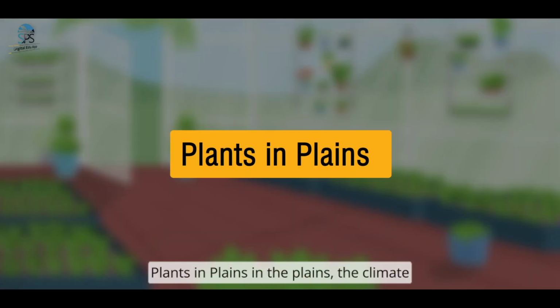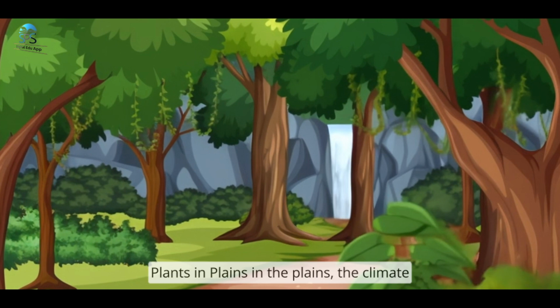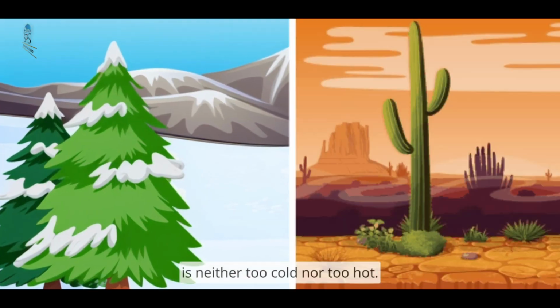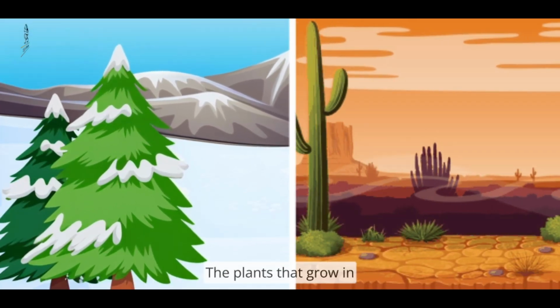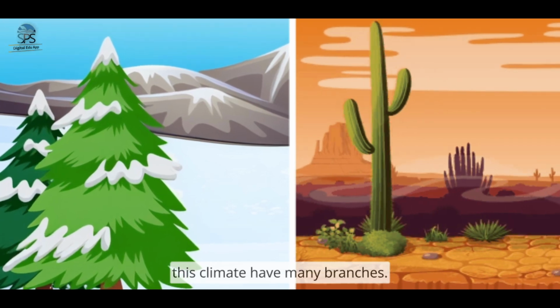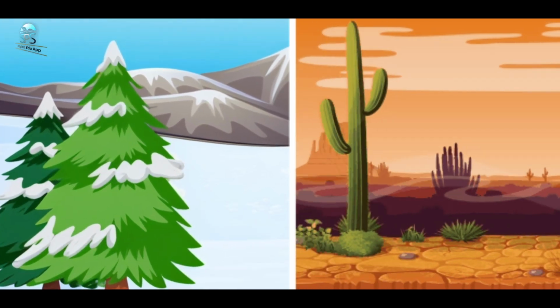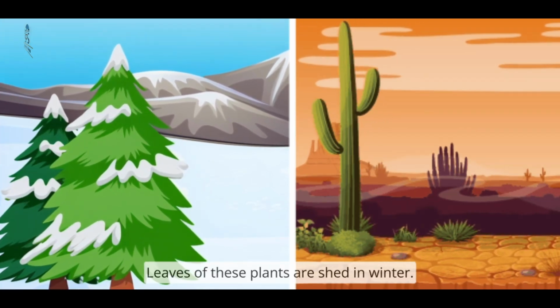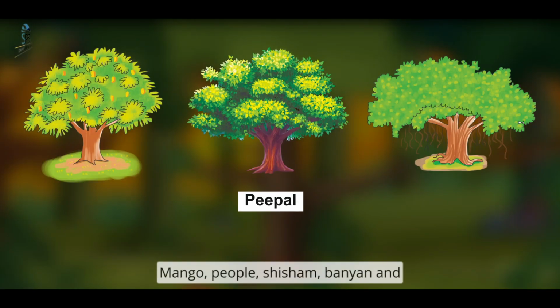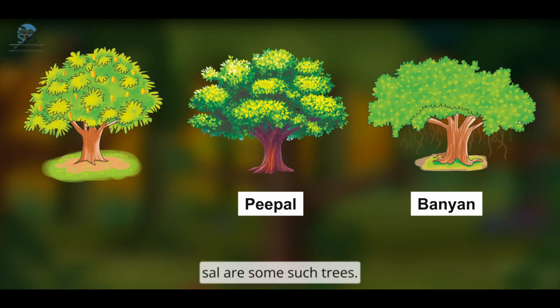Plants in plains. In the plains, the climate is neither too cold nor too hot. The plants that grow in this climate have many branches. Leaves of these plants are shed in winter. Mango, peepal, shisham, banyan, and sal are some such trees.